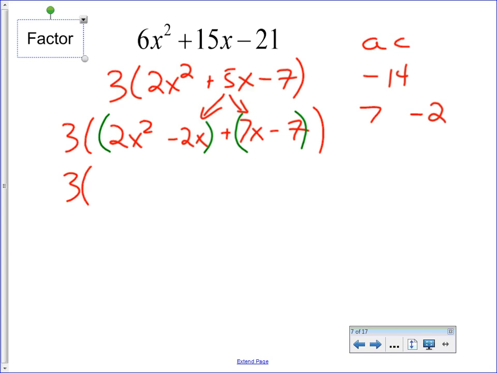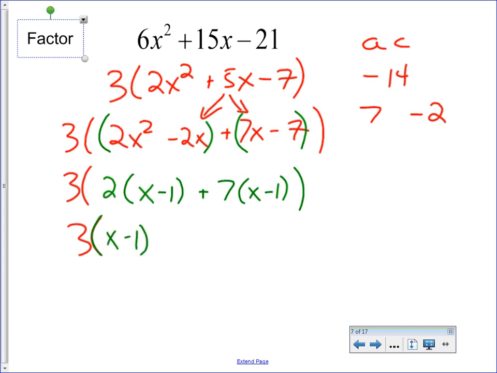And then I will group the first 2 and the second 2 terms and factor those out. So I'll have my 3 times the quantity 2 times x minus 1 plus 7 times x minus 1. Or 3 times x minus 1. This should have been, sorry, I should have factored out a 2x here, times 2x plus 7. So sorry about that mistake right here. That should have been a 2x that was factored out. And now that is fully factored.